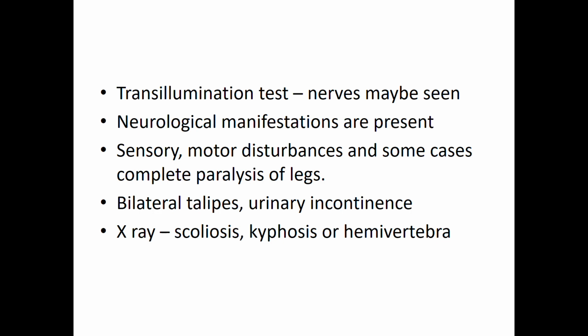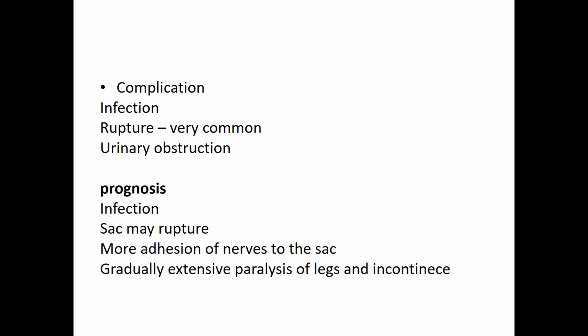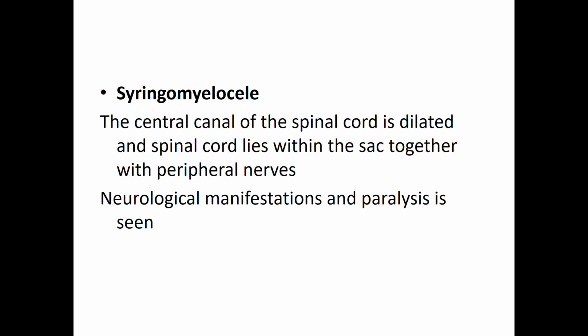Okay, and again, infection and rupture is common. Now, if you see the prognosis again, same thing. There may be infection, the sac may rupture, and there may be some adhesions, and this has more of the neurological manifestations. Next variety we see is the syringomyelocele.